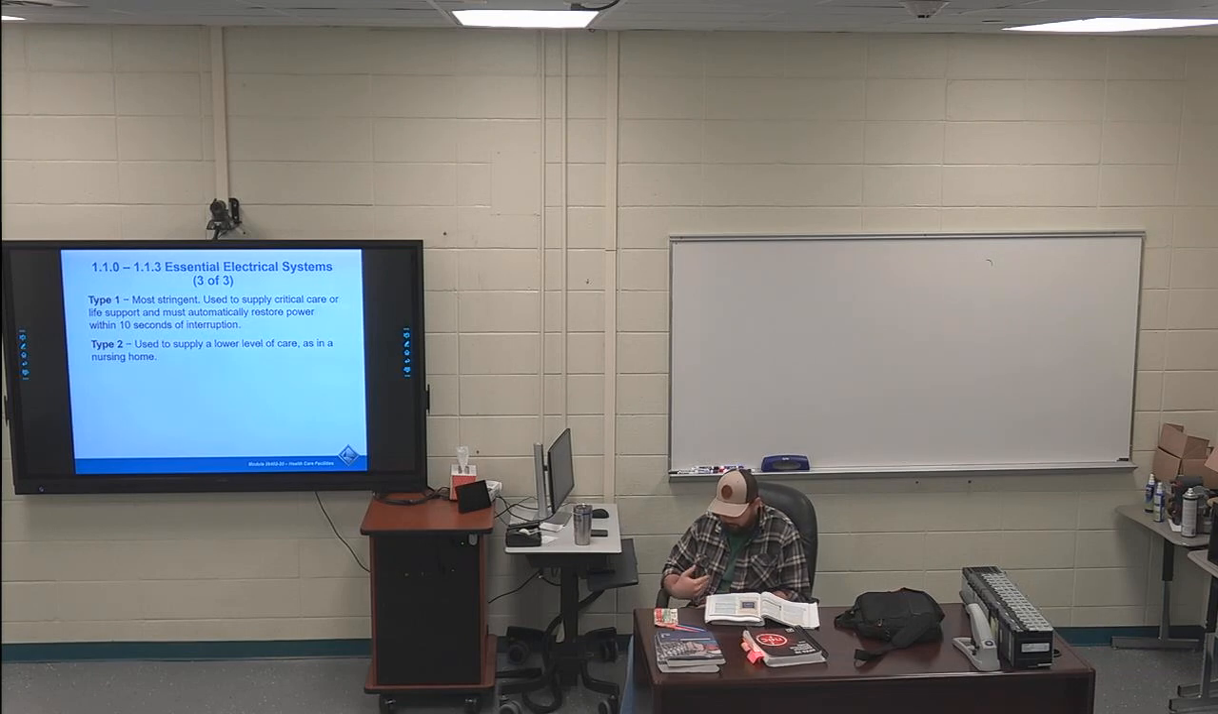So that, in type 2, covers the following bullet points, and I wrote an arrow down to the fourth bullet point, which is exit direction and exit signs. So within 10 seconds, exit signs have to come back on in these type 2 EES systems. Moving on to page 6, still in the type 2 EES systems.